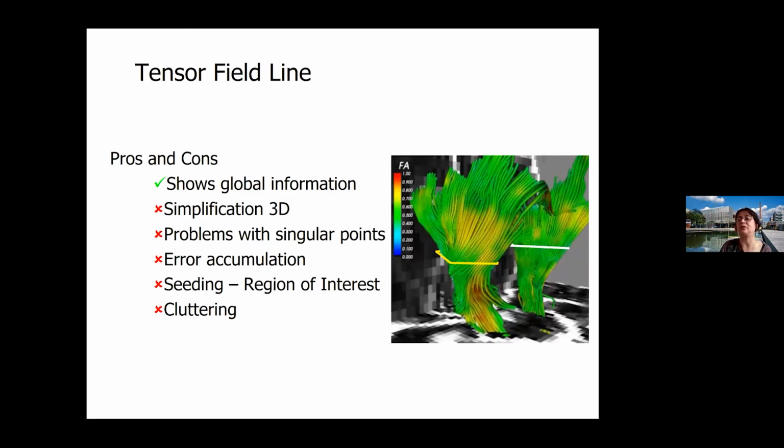So do we reconstruct these structures? Still, the method I'm showing is simplifying, so you don't show the full tensor, you are showing a simplification by the vector. And we need to have all this initialization, which if you don't put the seed points in the right place, you might be missing important information. And we are doing all this integration, which of course adds error and accumulation. And if we have a lot of seed points, we also have a lot of cluttering.